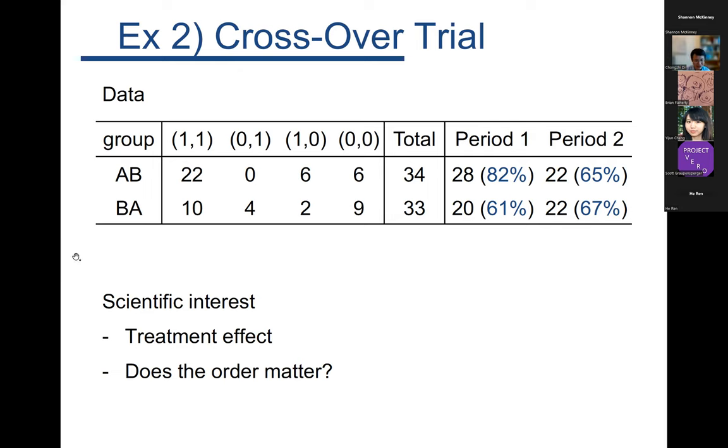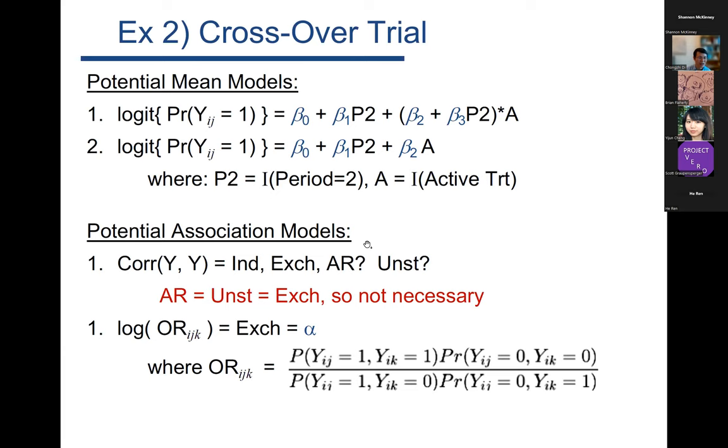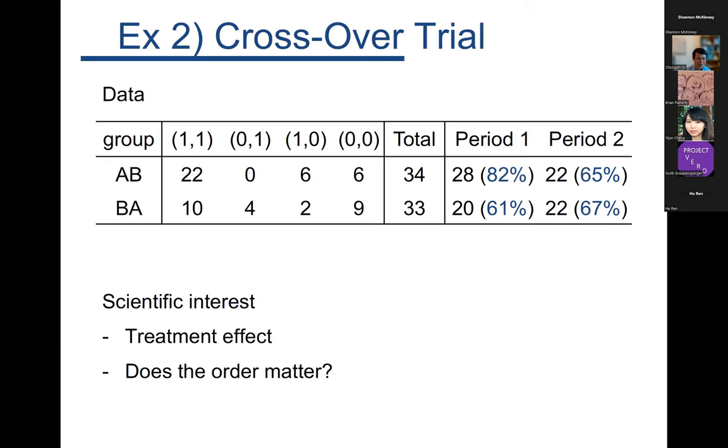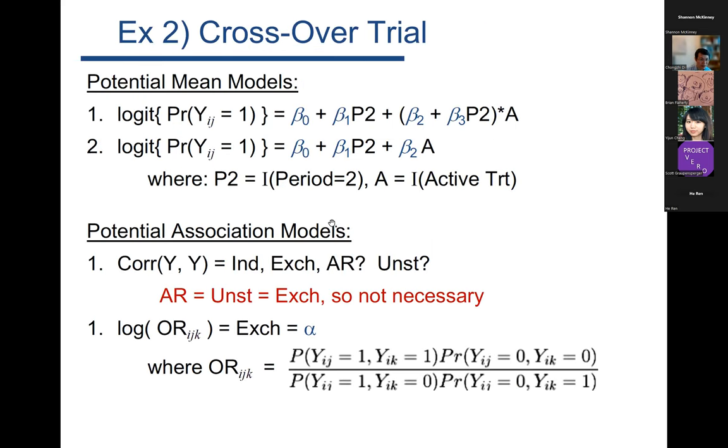The other question is, does the order matter? Even though everybody takes both treatments, does it matter if you take A in period one versus period two? Similar to continuous response models, we still have two steps. The first is thinking about the mean model: what mean model do you want to use to help you answer your scientific question? Question two is, what potential association model can you use? Now let's look at the mean model first.